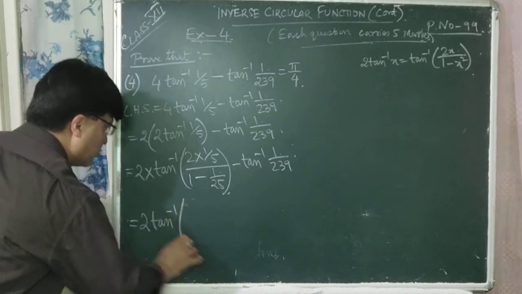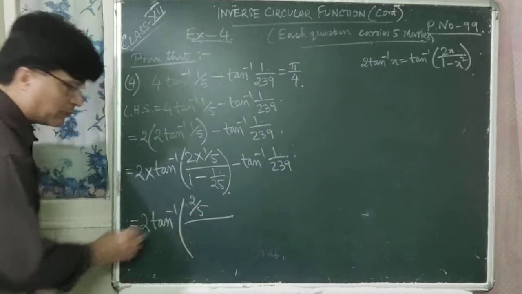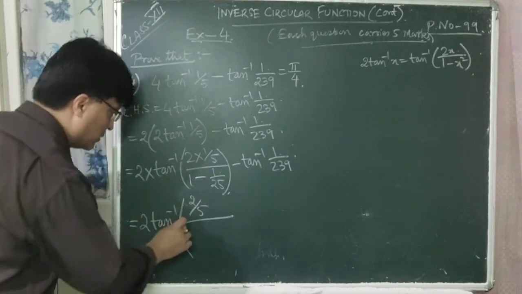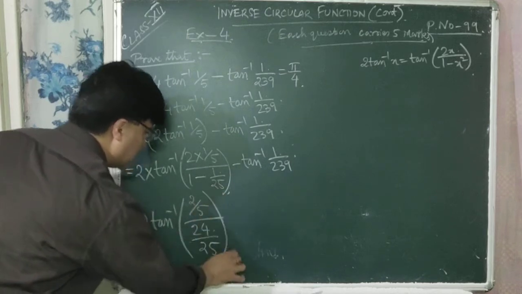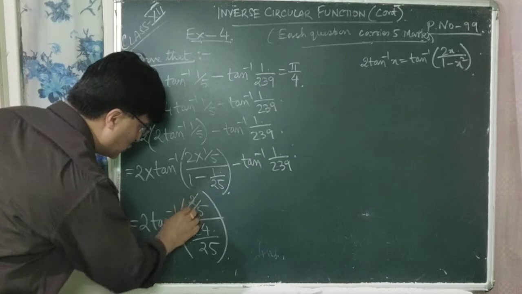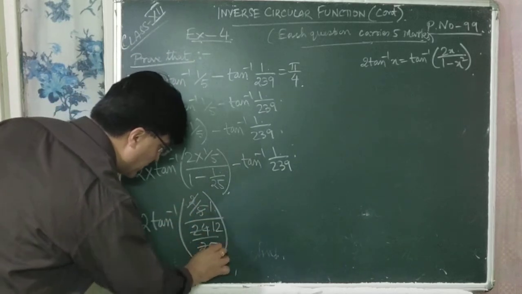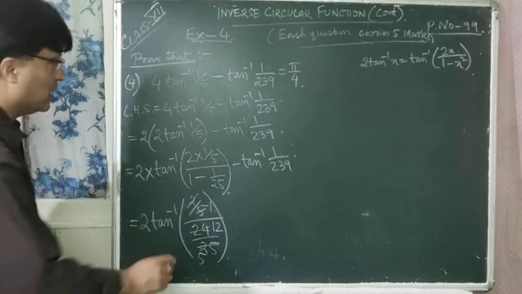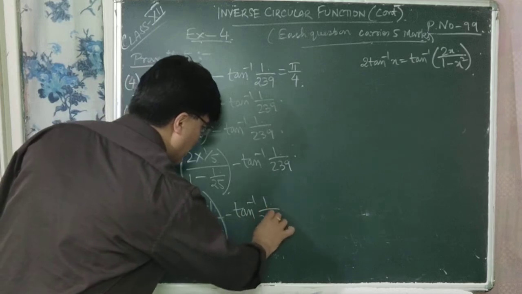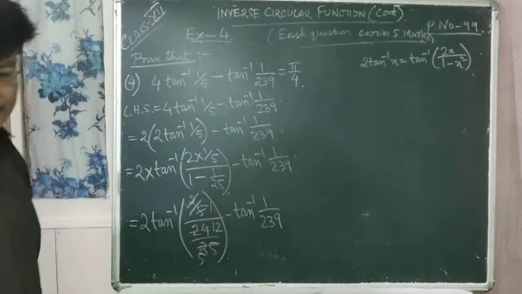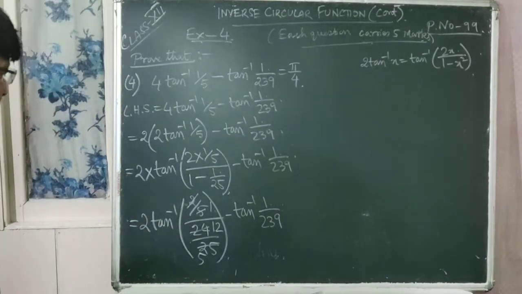Let us simplify it further. So 2 ones are 2. 2 by 5 divided by 25 ones are 25 minus 1. What is it? It is 24 by 25, right? So you can cancel here. 2 ones are 2. 2 12s are 24. 5 ones are 5. 5 5s are 25. Then write down minus tan inverse 1 upon 239.